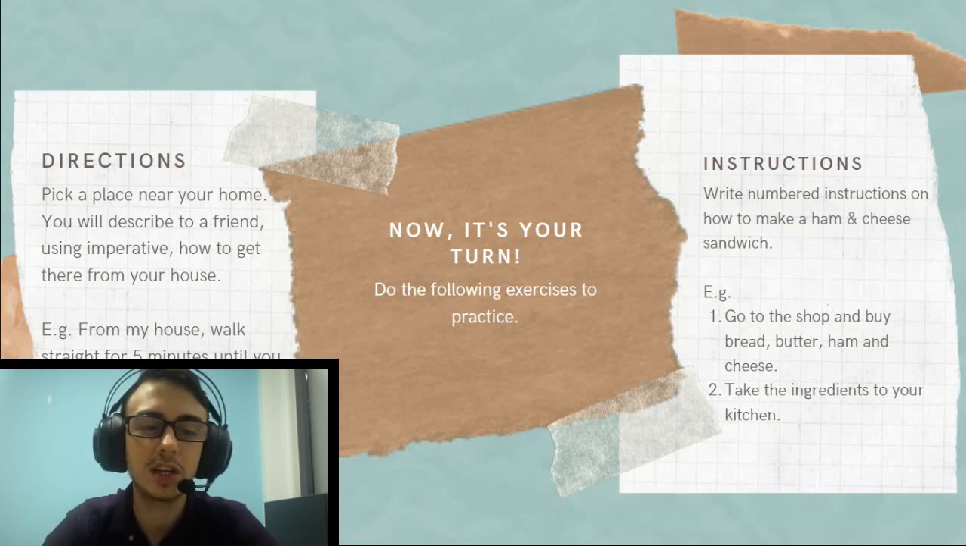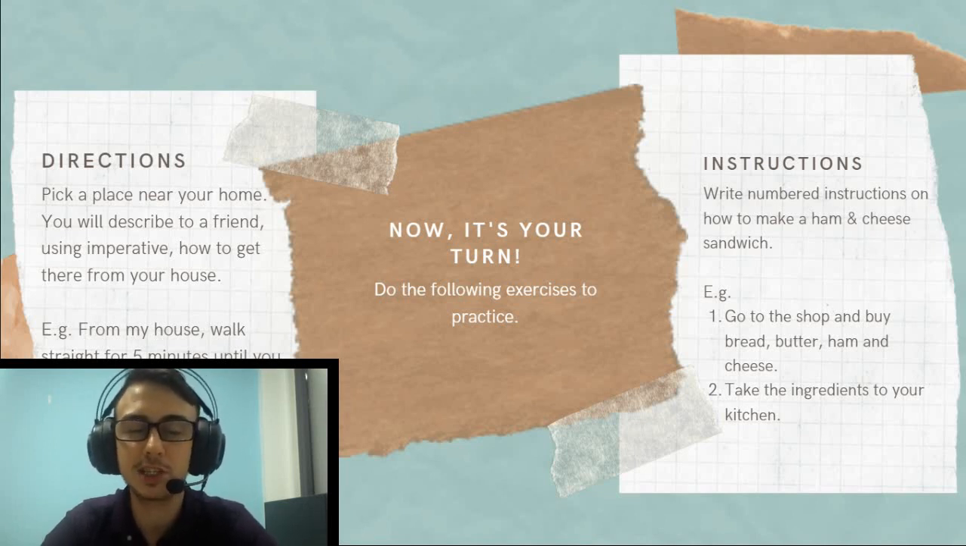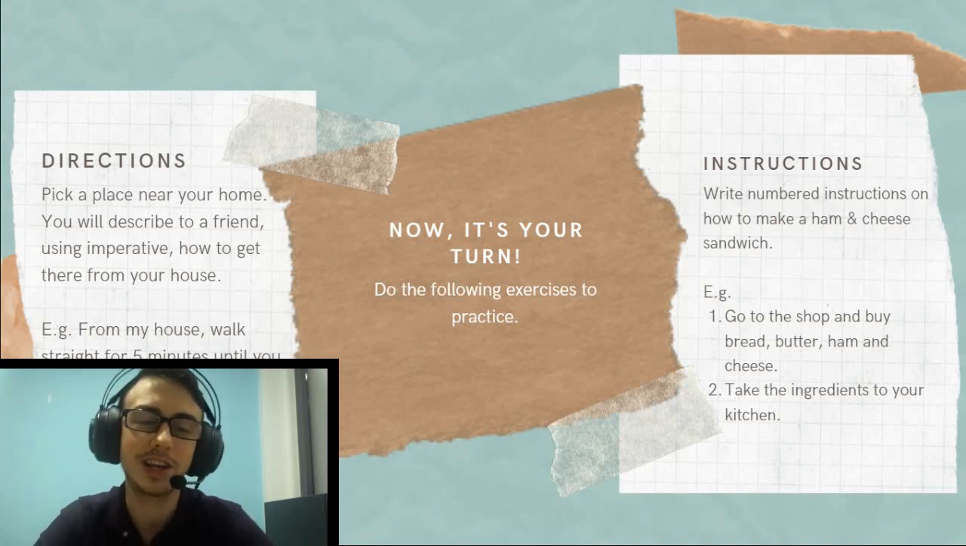So you can try to write some directions. You can pick a place near your home and describe it to a friend using imperative, telling them how do they get there starting from your house. So, for example, you could start by saying, "From my house, walk straight for 5 minutes until you see a cinema. Then turn left, then turn right, then go straight."